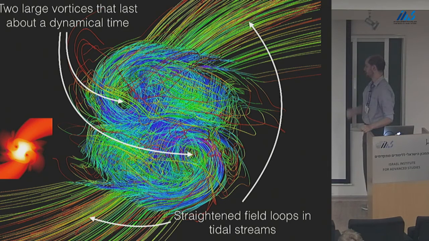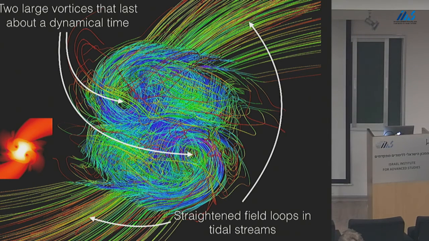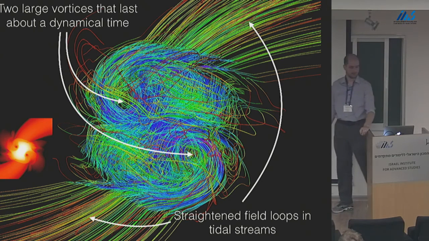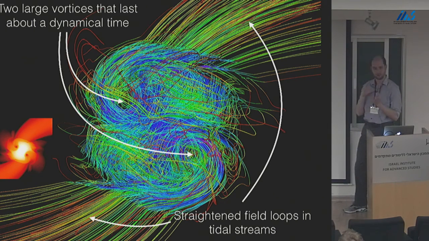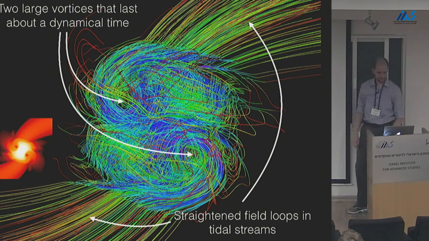And you'll notice two things. One is that inside the core, things look fairly tangled aside from those two large vortical structures. But in the arms, you can see that the field lines are very, very straight. They've straightened out quite a bit. And the initial magnetic field configuration was totally random relative to the direction that the star came in at periapse. Despite that, you don't see much of an imprint of that randomness in the arms.